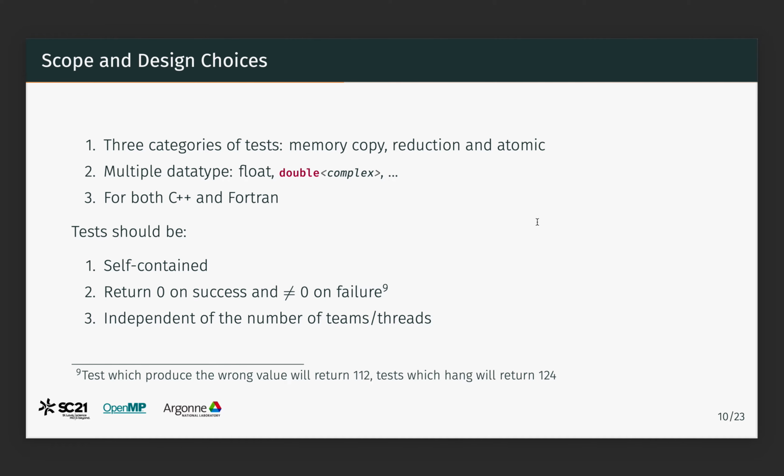As I said maybe before, tests are self-contained, so you can just copy paste. We have simple norms: the code should return an exit code of 0 when everything is fine, and different from 0 when you have a bug. And the test is designed to be independent of the number of teams and threads.